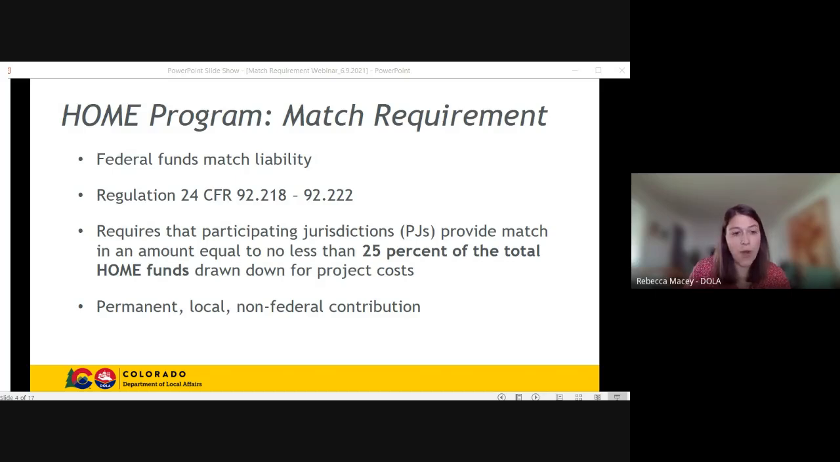So in that statement, what I want to point out is participating jurisdictions. Both states and localities that receive HOME funds are known as participating jurisdictions. So for us, we're going to look at the state as the PJ in this presentation and what the state liability is, as well as your projects and the state HOME funds that are going into your project. Then additionally, any match is based on a permanent local non-federal contribution. So that's kind of a quick way to think about it when you're trying to figure out what sources in your project equal match.